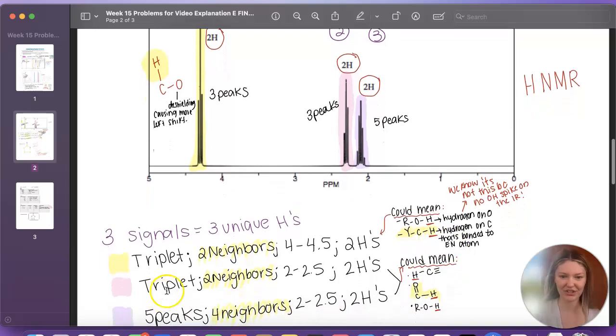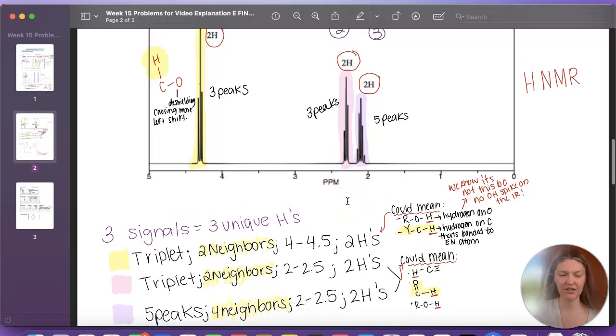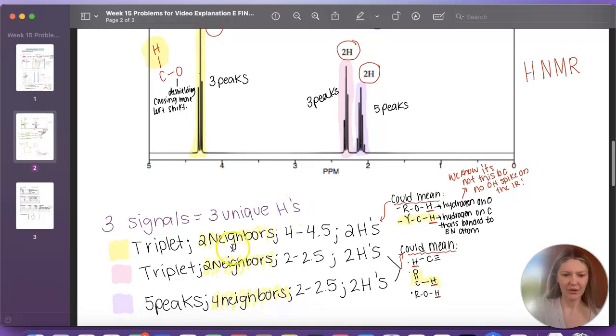Then we look over here at the other 2 spikes, which are further right on the chart. We have the pink one that has 2 neighbors. This one is going to be where we have the carbonyl, so the carbon double bonded to the oxygen. This is going to be a hydrogen bonded to that. And then we have the 5 peak one, the lowest one. This is just going to be a normal hydrogen on carbons. So this one has 4 neighbors.